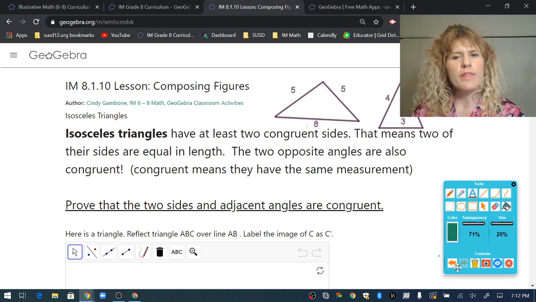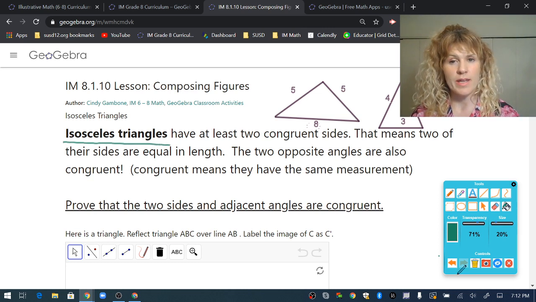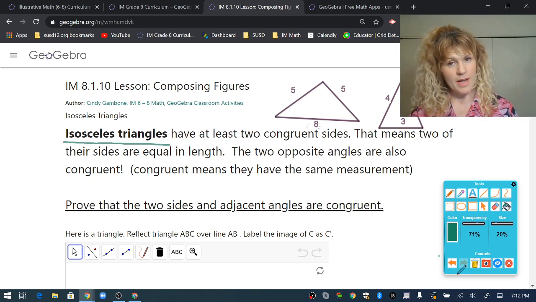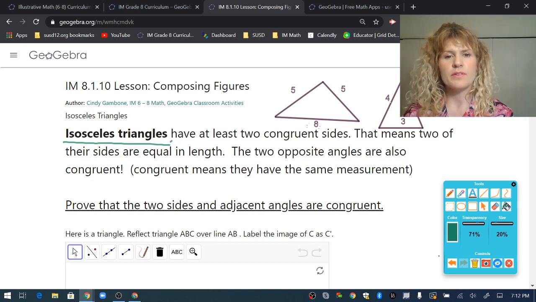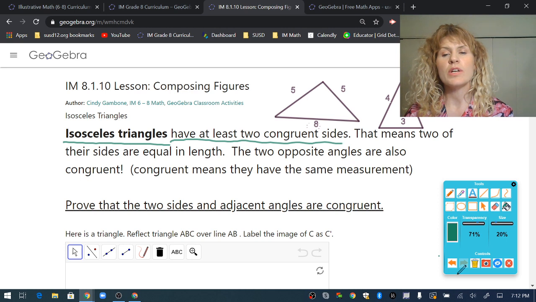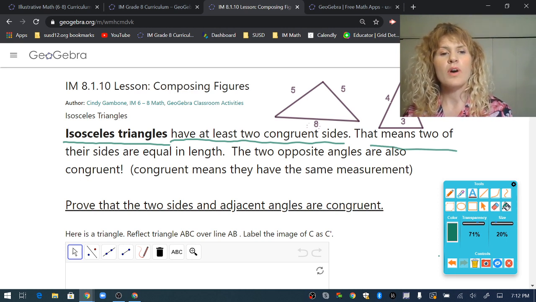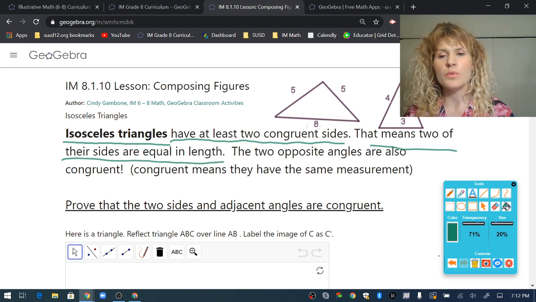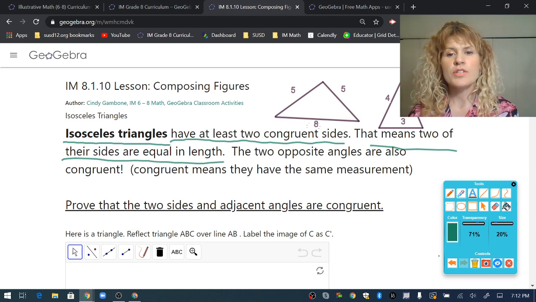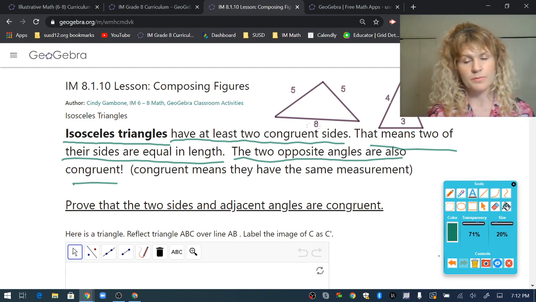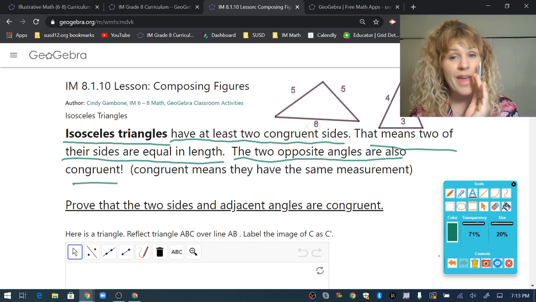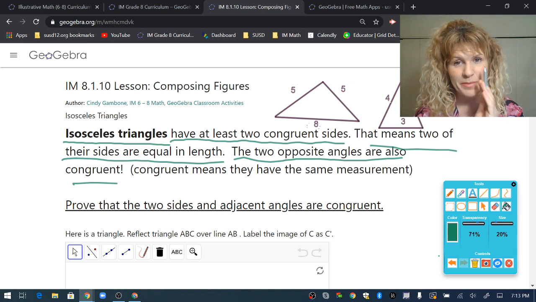I'll start with an introduction to isosceles triangles. Do you remember isosceles triangles? Isosceles triangles have at least two congruent sides. That means two of their sides are equal in length. The two opposite angles are also congruent. Congruent means they have the same measurement.